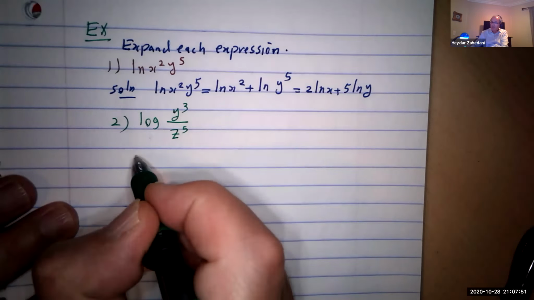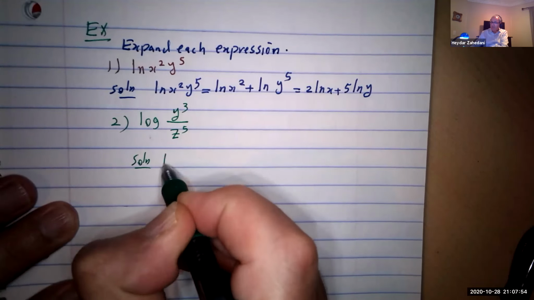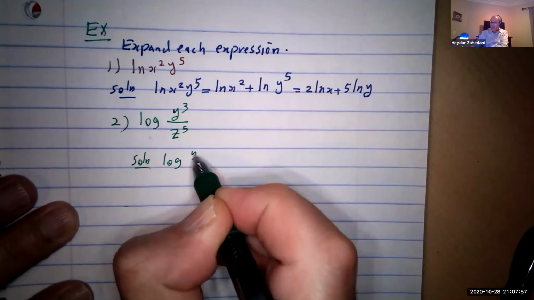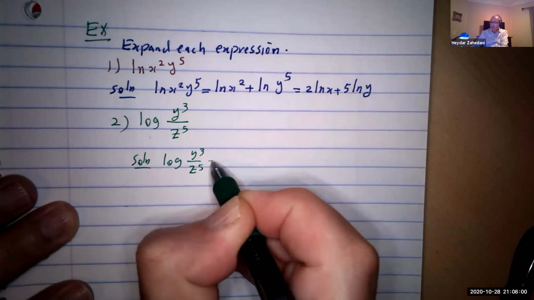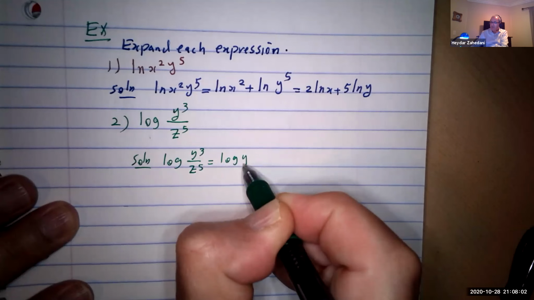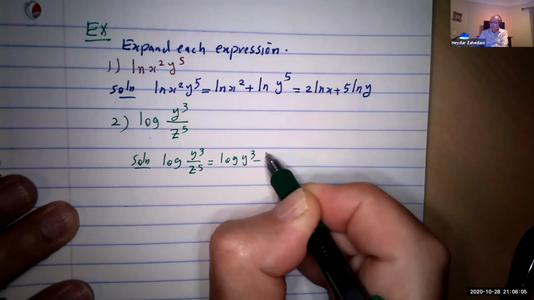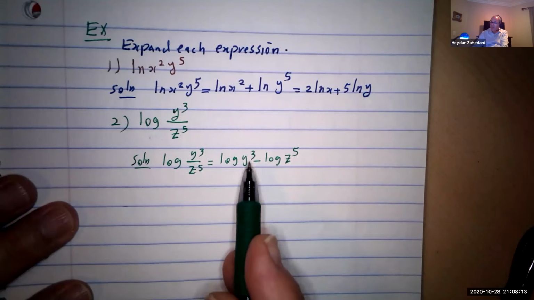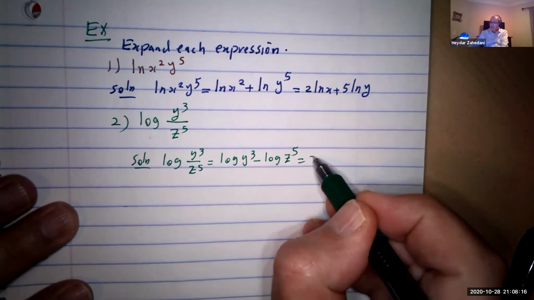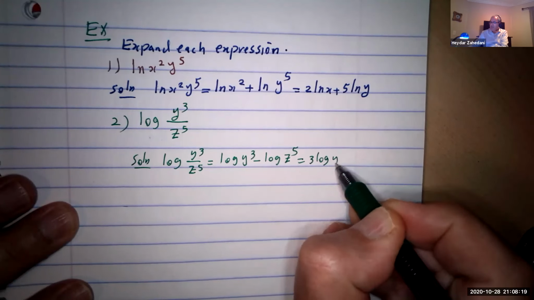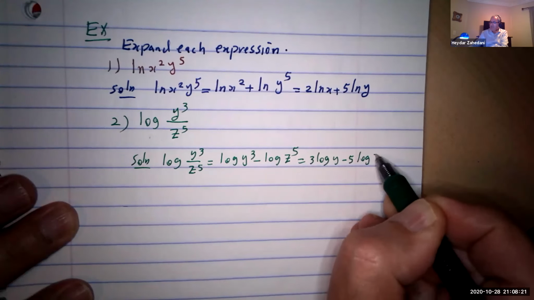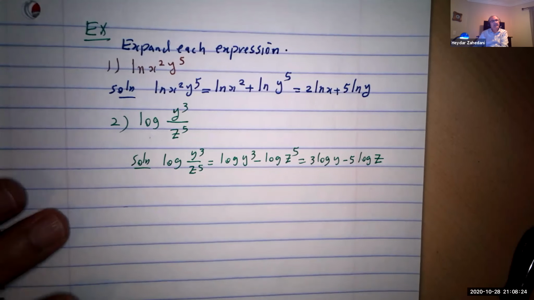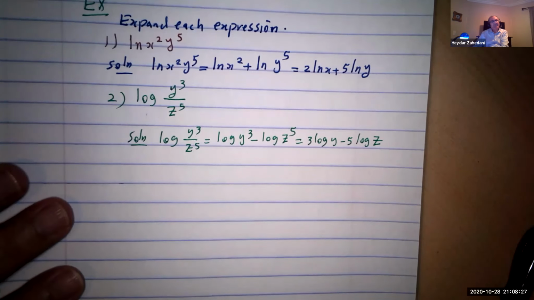Okay, so the solution is going to be, that's it, log of y cubed over z to the fifth is going to be the log of the top one minus log of the bottom one. See? Quotient into difference, product into the sum. But you're not done. You can bring this power down. So 3 log of y minus 5 log of z. You see? Nicely done. Okay, that's going to be the second case. Any question?